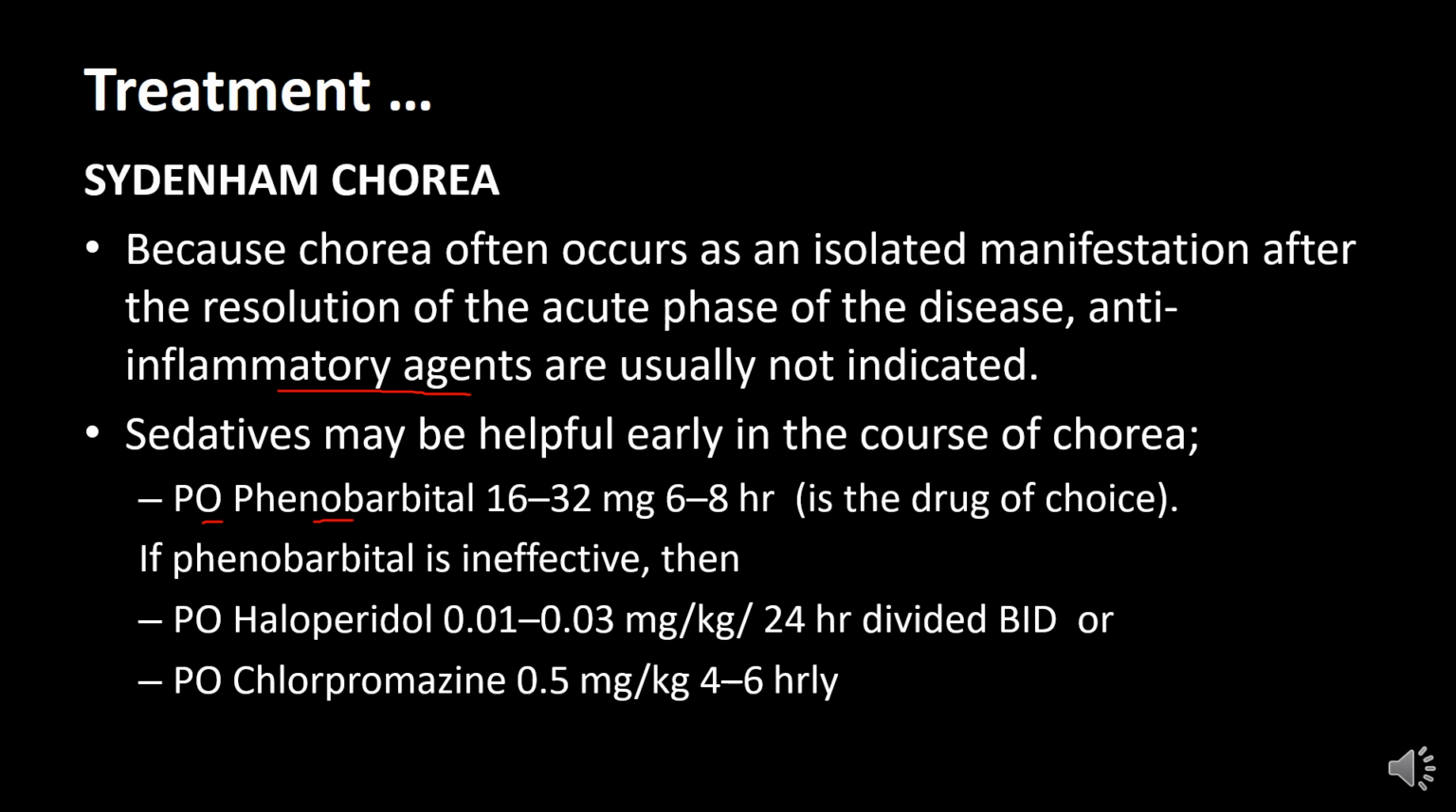If phenobarbital is not effective or is not available, then you can give oral haloperidol at the dose of 0.1 to 0.3 milligrams per kg per day, divided into 2 equal doses, or you can use oral chlorpromazine 0.5 milligrams per kg per day, 4 to 6 hourly. So if a child presents with chorea, these are not children for anti-inflammatories, no steroids needed, no aspirin needed. What they need is sedation. The drug of choice is phenobarbital, as we have seen.